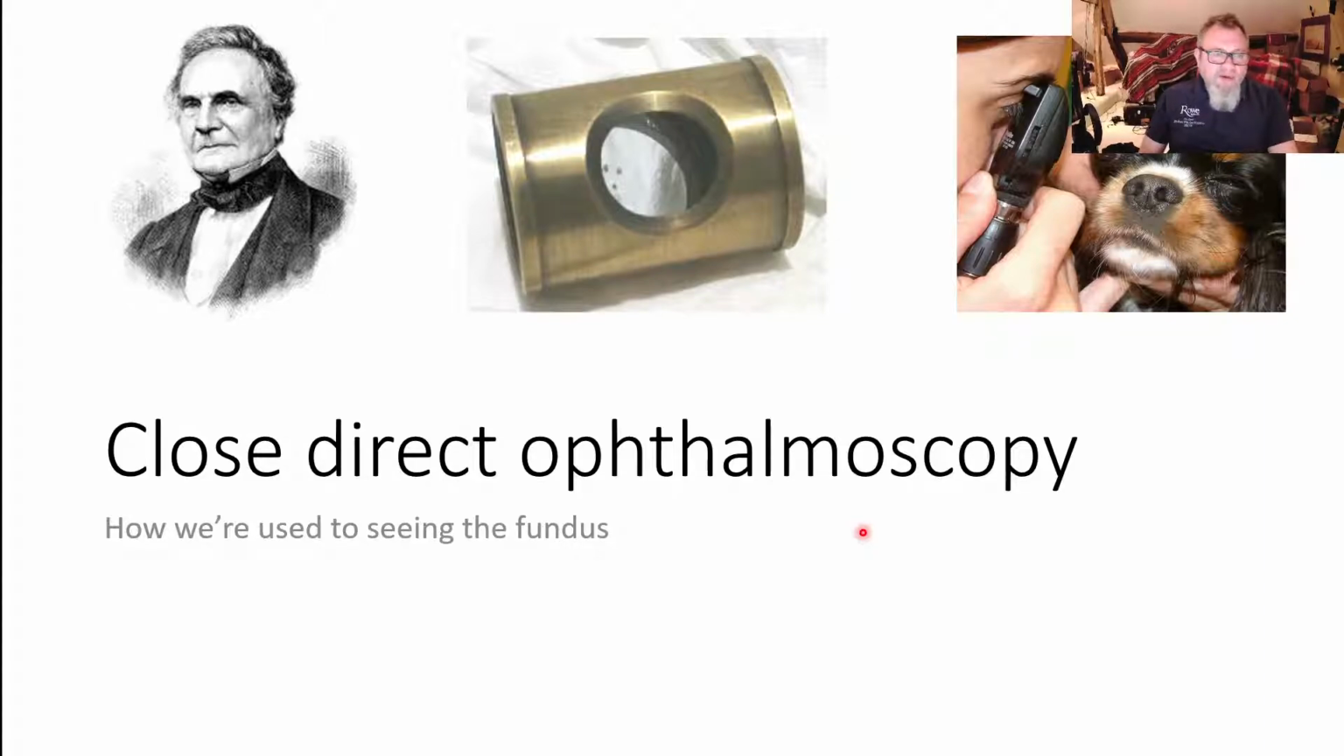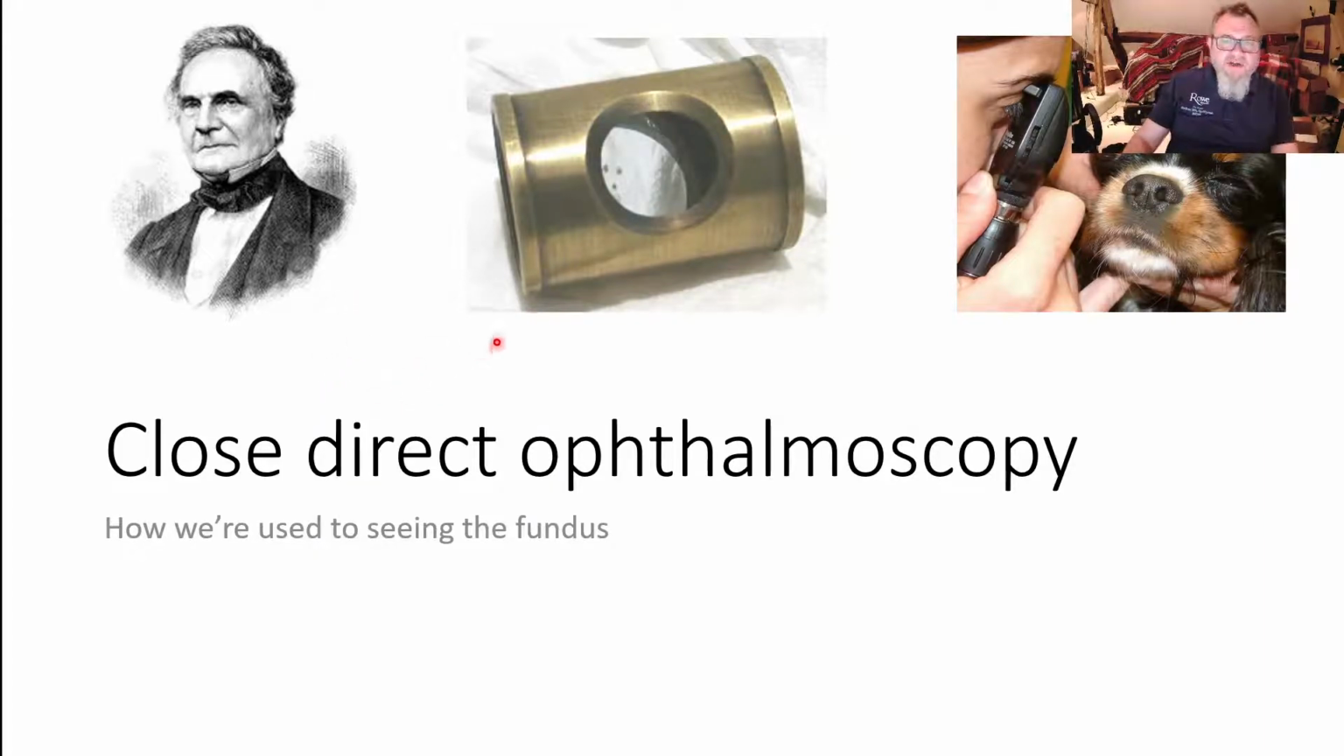You're probably more familiar with close direct ophthalmoscopy. That's how we were taught to look at the fundus, the retina. This is Elena again with her little Bolla, doing this technique correctly, getting close to Bolla's eye, resting her fingers on Bolla's face so that they're all one unit, so they move together. The close direct ophthalmoscope concept was invented by Charles Babbage, who was the inventor of the first mechanical counting machine, the precursor of all computers, and ultimately our smartphones as well.